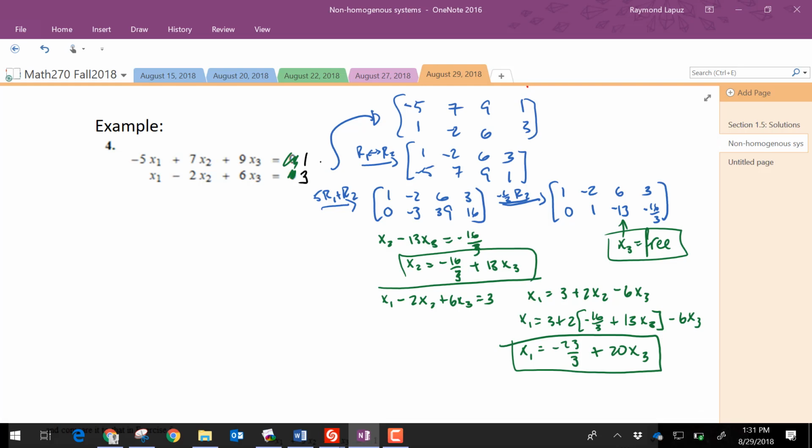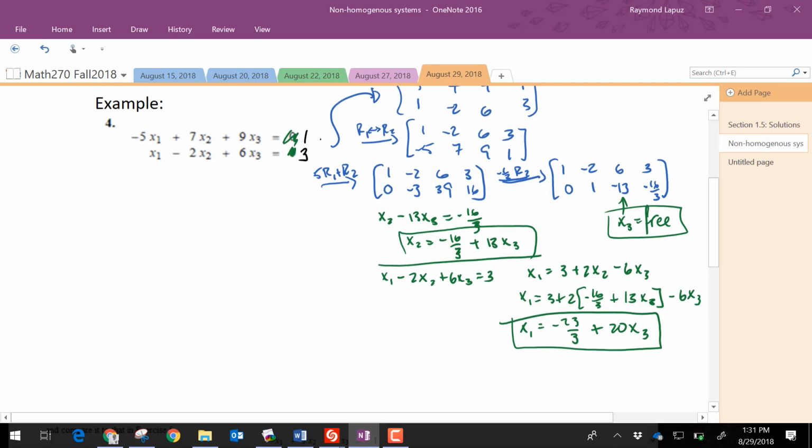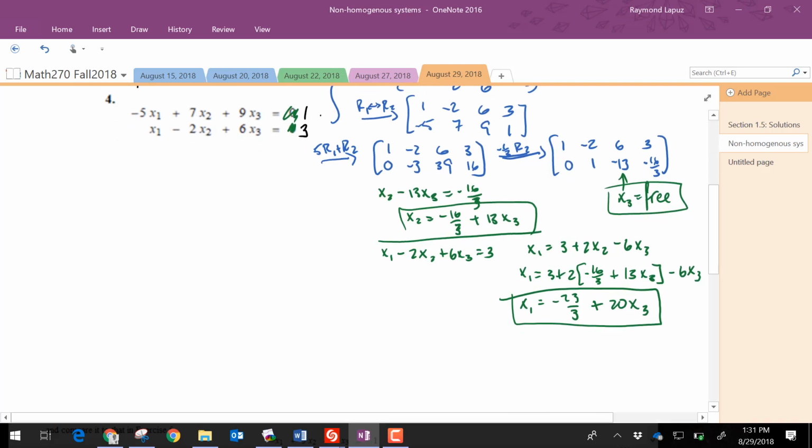So, if we take a look at the solution and write it in vector form, parametric vector form, then it would look something like this. Our x1 is going to be negative 23 over 3 plus 20x3. Our x2 is minus 16 over 3 plus 13x3, and our x3 is free. So x1, x2, x3 in your vector form.